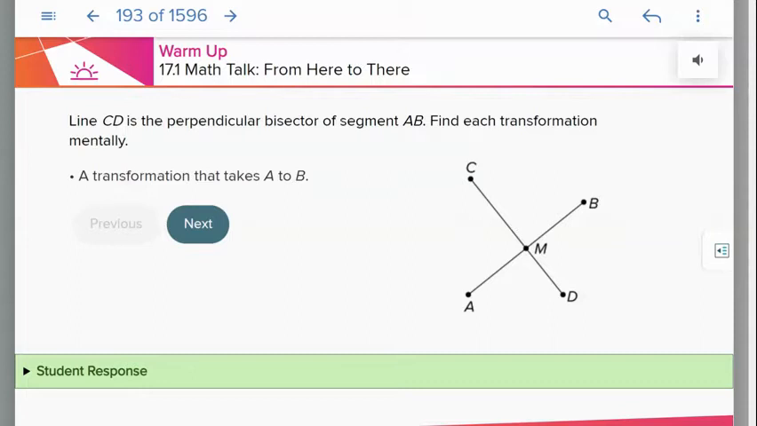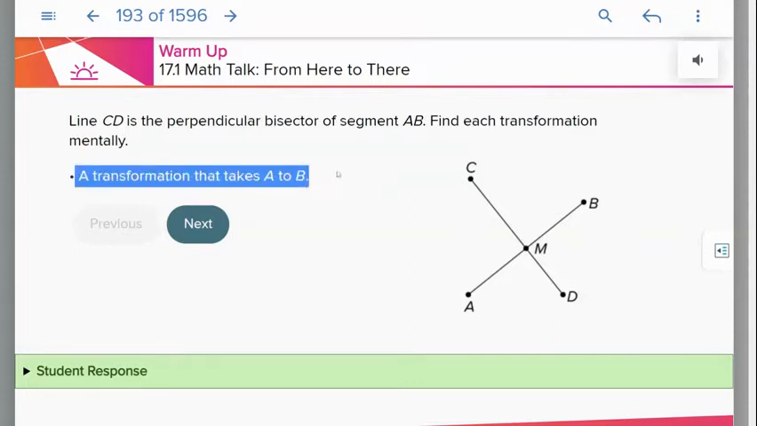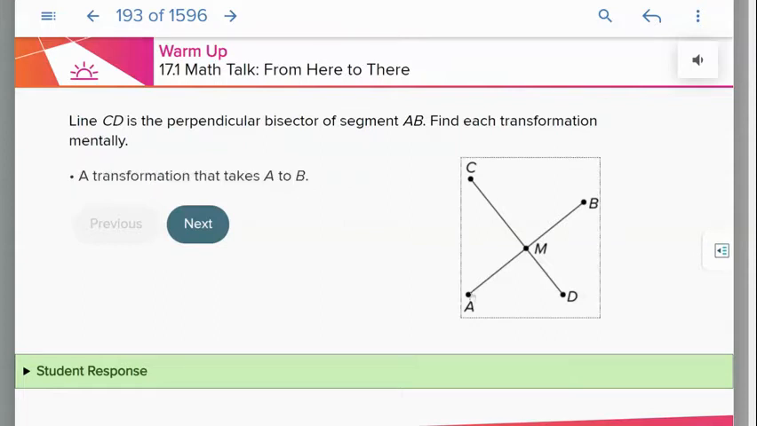Now, they say find each transformation mentally. So first one is a transformation that takes A to B. So A will have to map onto B. And there might be more than one transformation. So go ahead and just pause the video and think about which transformations could get point A to map onto point B. Okay, so hopefully you paused it and you got some ideas.